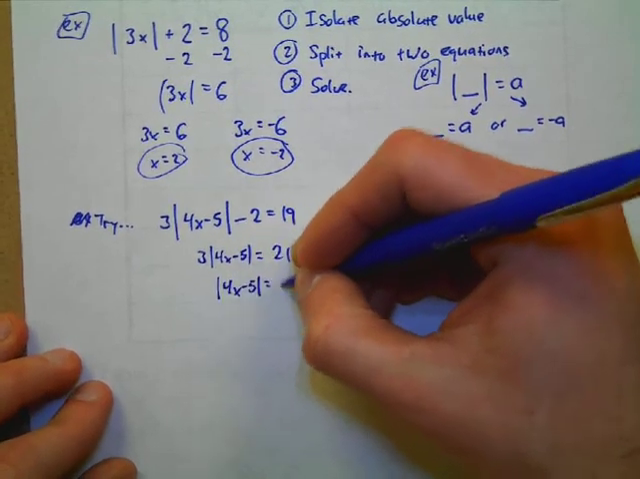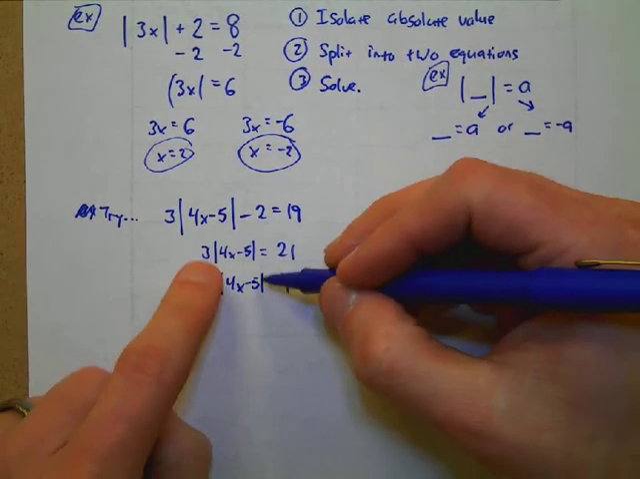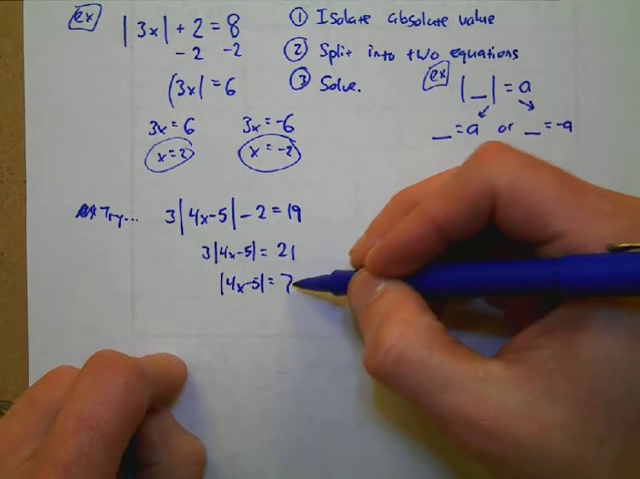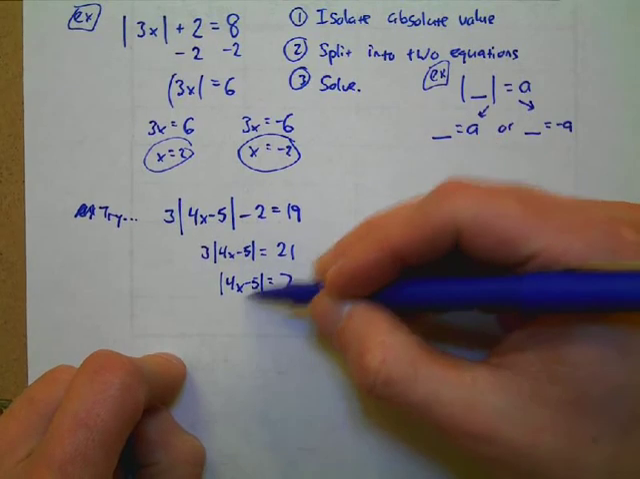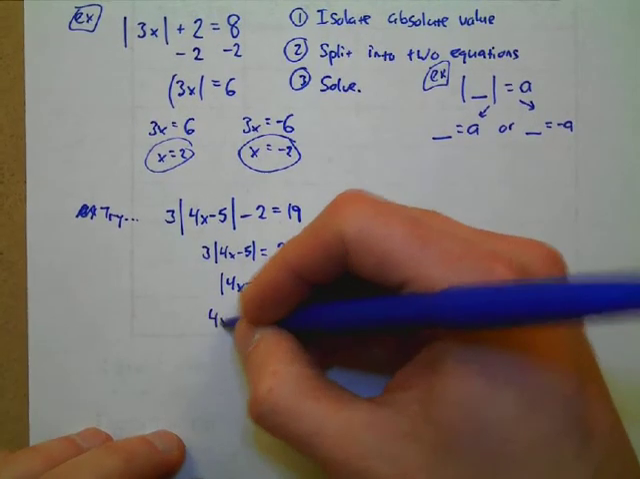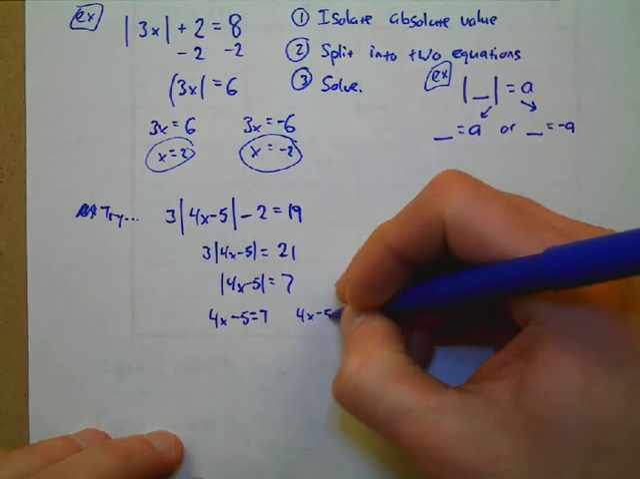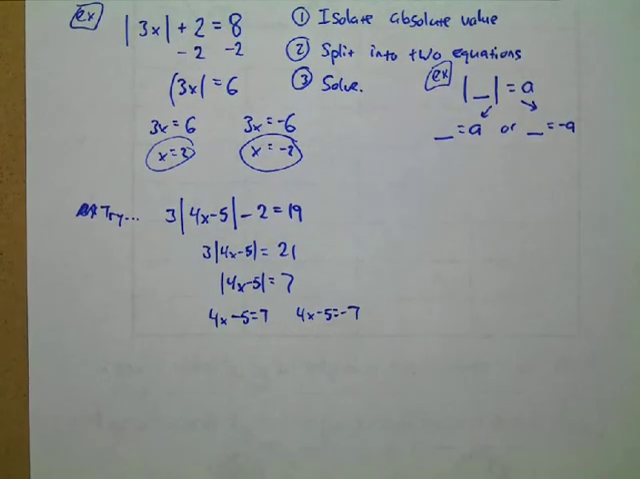So we get 7. Okay, and now we have that absolute value isolated. Again, what are we looking for here? We want the distance of this thing to be 7 units away from 0. So whatever's inside here needs to be 7 units away from 0. So the 2 numbers would be 4x minus 5 equals positive 7, and 4x minus 5 equals negative 7. And then you just solve both those equations, okay?